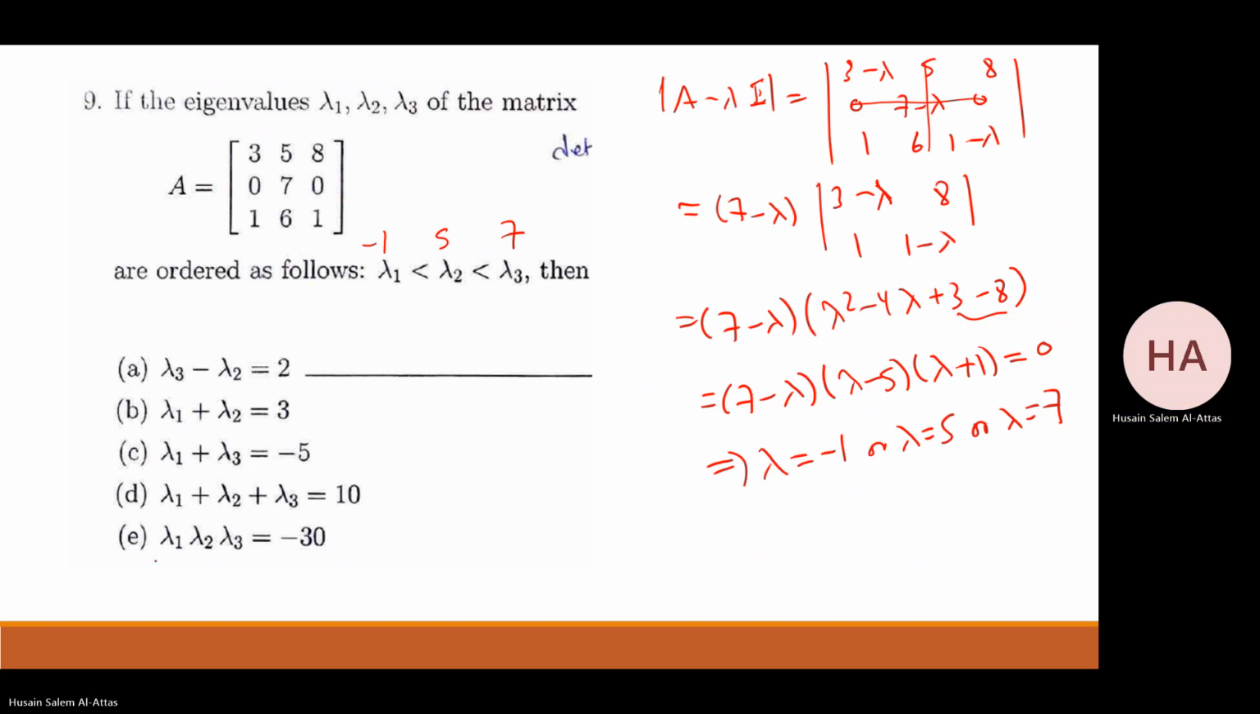Their product is minus 30, wrong. You add them, you get 10. Also, this is wrong. Lambda 1 plus lambda 3 will be minus 5, wrong. Lambda 1 plus lambda 2, wrong. Lambda 3 minus lambda 2 is equal to 2. That's the correct one.